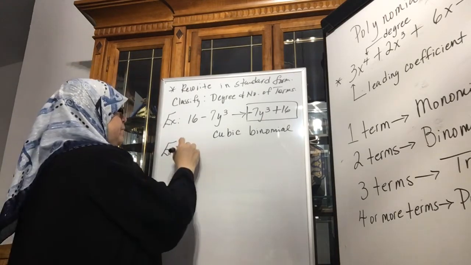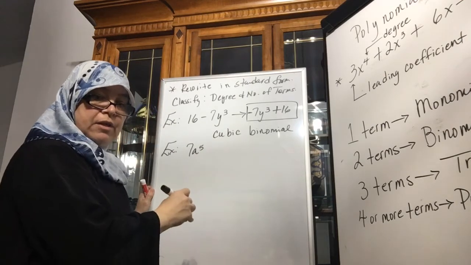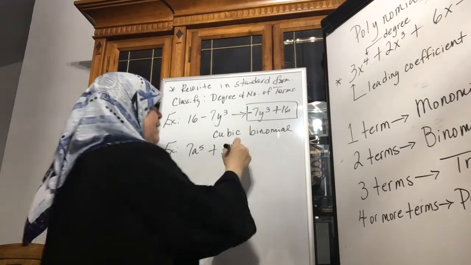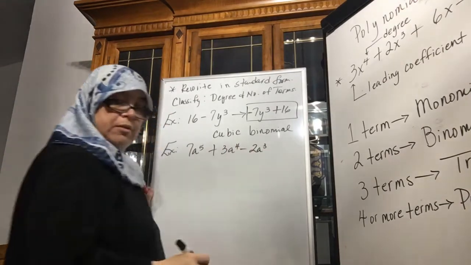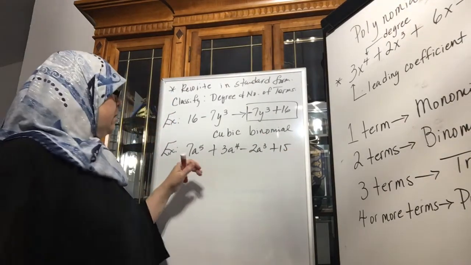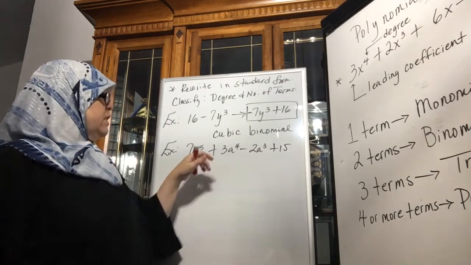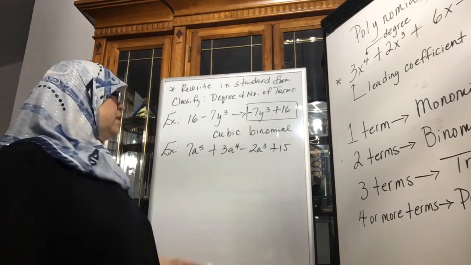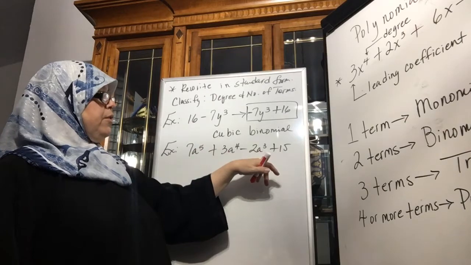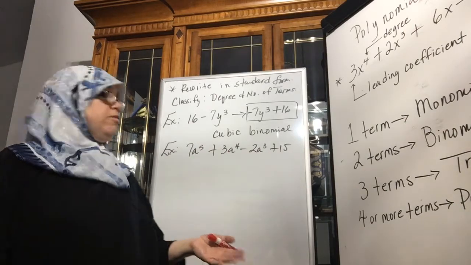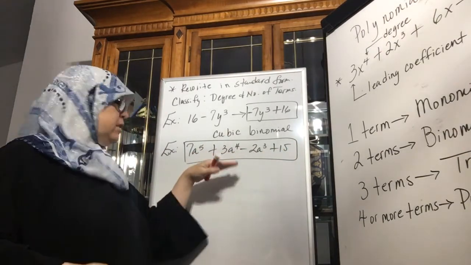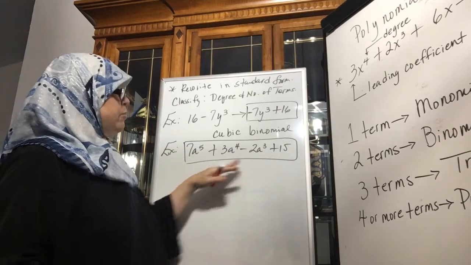Now, how about this one? 7a to the 5th plus 3a to the 4th minus 2a cubed plus 15. All right? Is there anything that I can combine? Obviously, all the exponents are different. I cannot combine anything. Then I need to make sure, is it written in standard form? It's to the 5th, to the 4th, to the 3rd, and it's already in standard form. So in this case, just rewrite it as is. I want to save the board space, but you would just rewrite it as is.